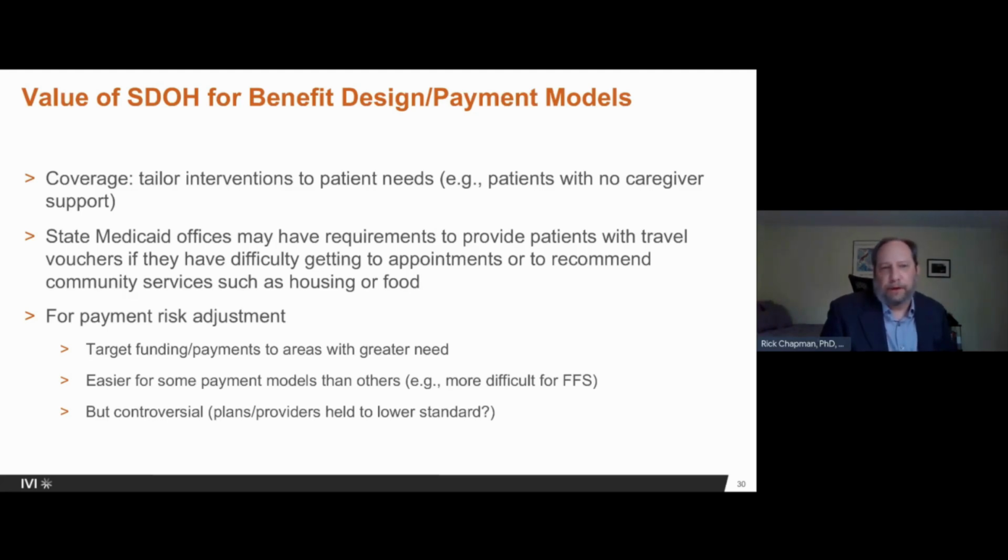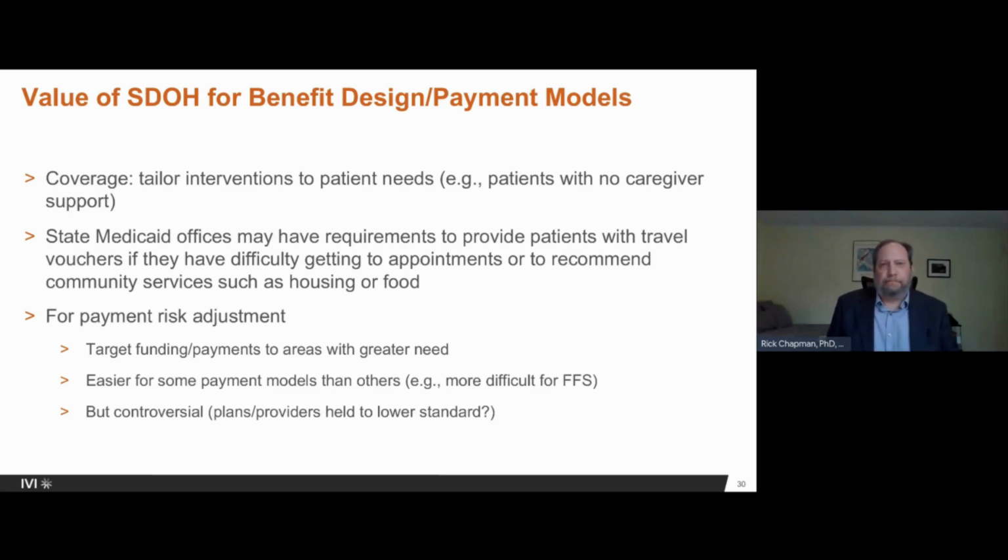We know this is going to be easier for some payment models than others, like value-based payment arrangements. It's going to be easier than it will be for, say, fee-for-service. And there is some controversy around this. There is some concern by some folks that if you do this risk adjustment, you're kind of letting people off the hook, holding them to a lower standard if they have certain types of populations. And so this has to be done in a very thoughtful way to ensure that we're not doing that, that we're really trying to raise the level for everybody.